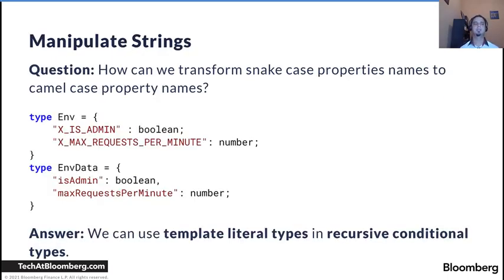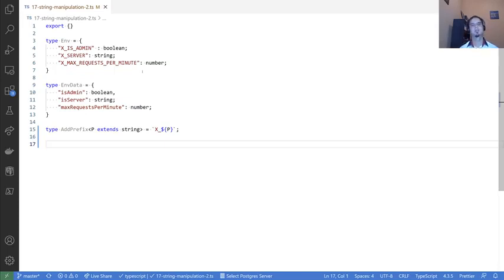Let's look at a more complicated transformation we might want to do. Let's say we have an Env type which contains properties that are prefixed with x underscore, and then they use underscore to separate the components of each name. We want to transform this into something that is more JavaScript oriented. So we want to remove that underscore and we want to transform it to the casing that is usually found in JavaScript. So let's look at the first part of this problem. How can we remove this x underscore prefix that we find in front of each property?